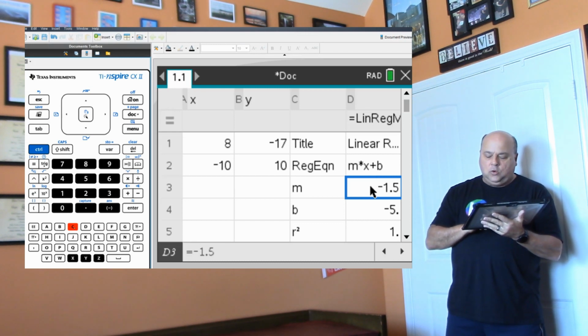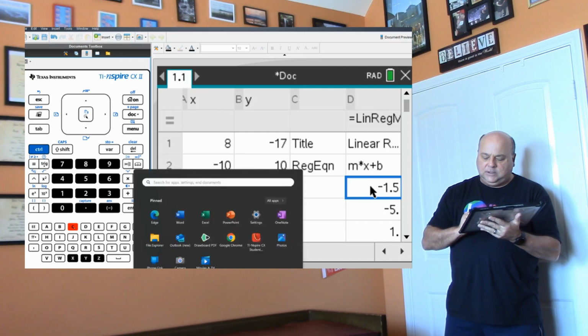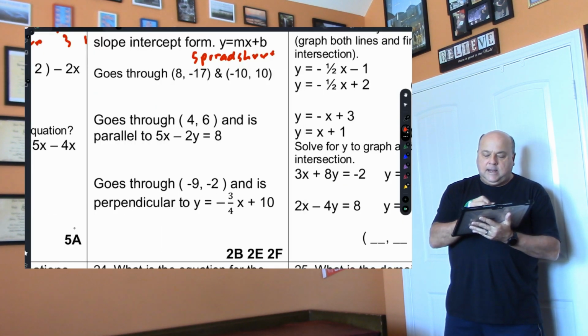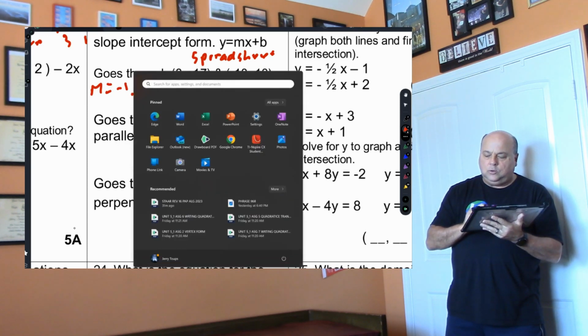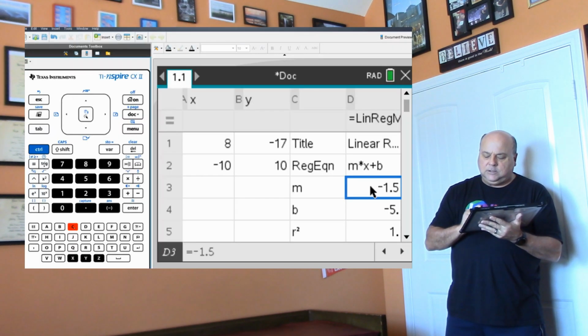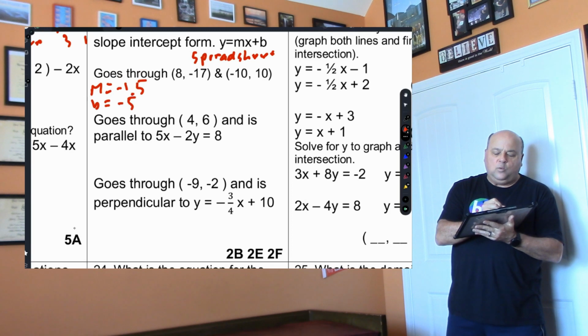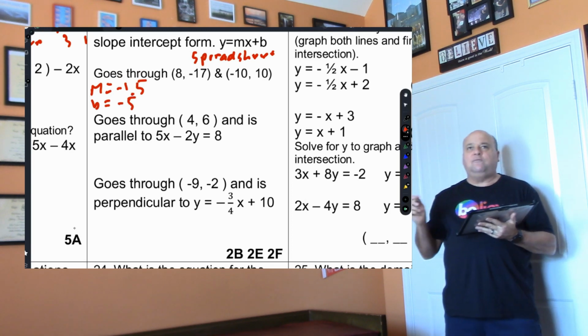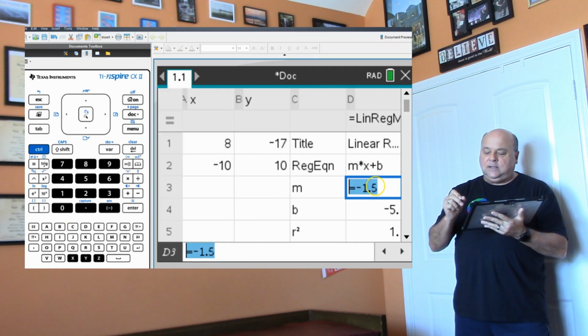And I need to change that negative 1.5. So M equals negative 1.5. And B was equal to negative 5, right? We got to change that 1.5 to a fraction. So we're going to go to our calculator. We're going to highlight this.